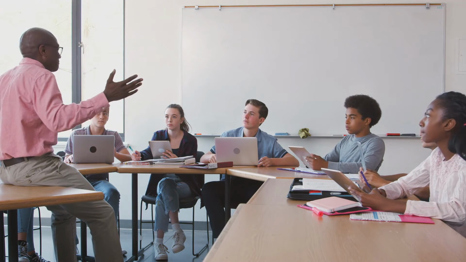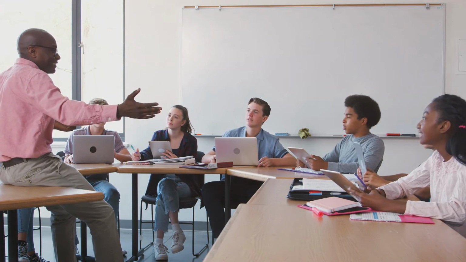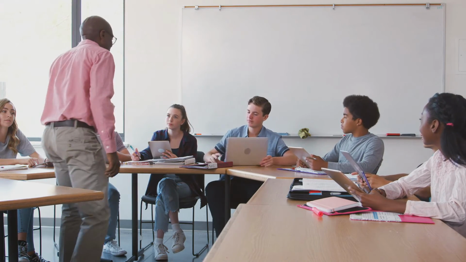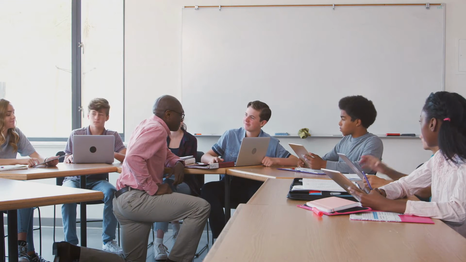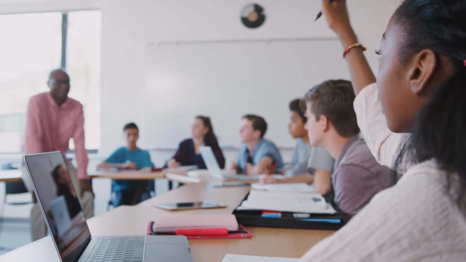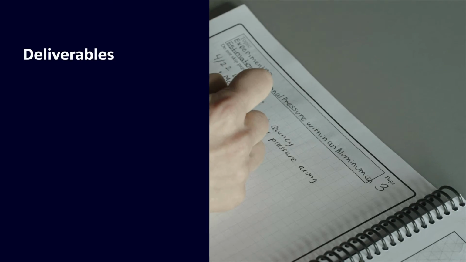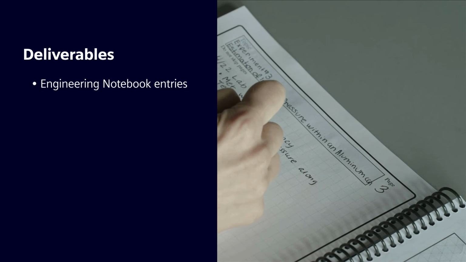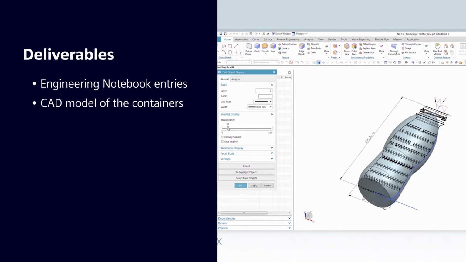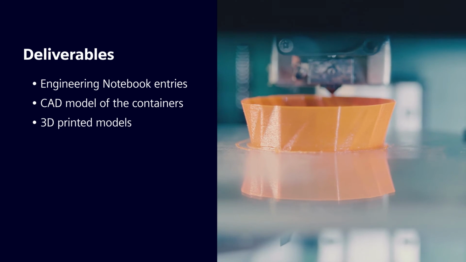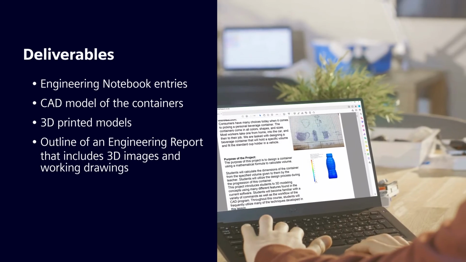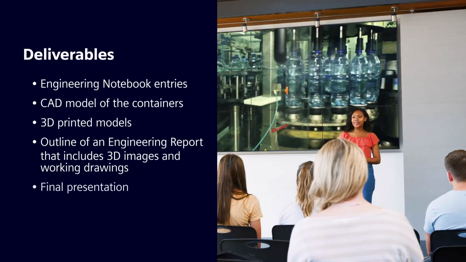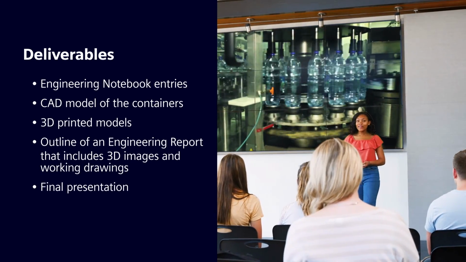The student is presented with a scenario. They are a package designer, and they must submit plans for a product line of stackable beverage containers that could be made from several different materials. The scenario lays out the process, what needs to be created, and the deliverables. In this case, that is engineering notebook entries, CAD model of the containers, 3D printed models, outline of an engineering report that includes 3D images and working drawings, and a final presentation of the development process.